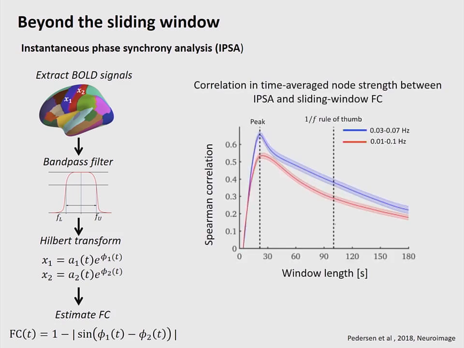And so what Mengor did here, he compared his IPSA approach with sliding window correlation. So basically IPSA doesn't mandate a choice of a window. So we have one estimate of dynamic FC with IPSA. With sliding window correlation, we have a different estimate for each window length. And so he compared each window length with IPSA. And what came out here is we see that the strongest correlation between IPSA and sliding window correlation is at a window length of around about 30 seconds. That's where we see the peak here. The two curves here correspond to two ranges of the bandpass filter.